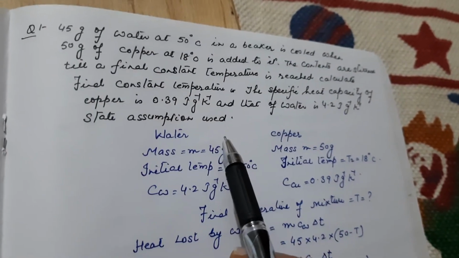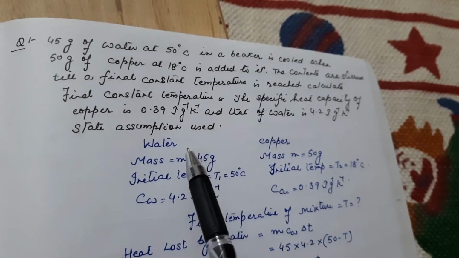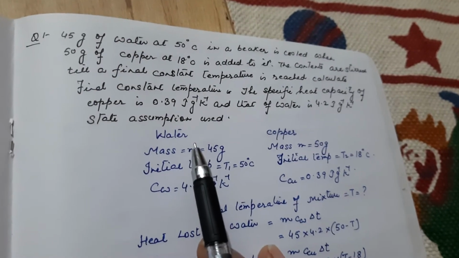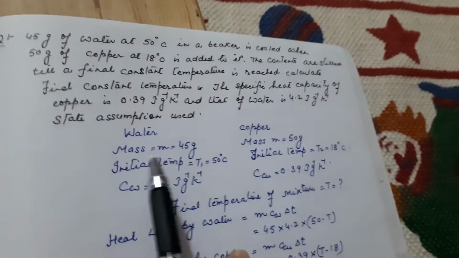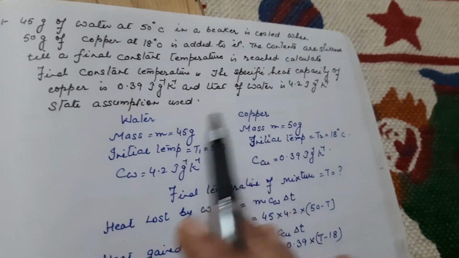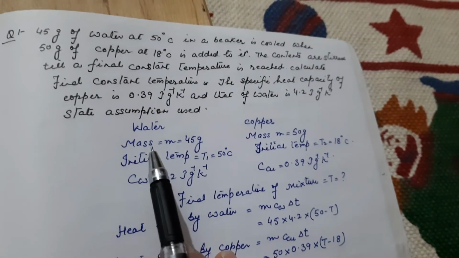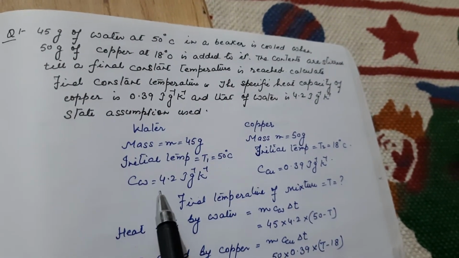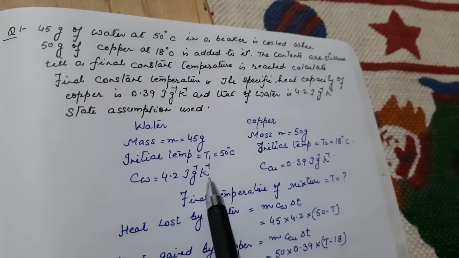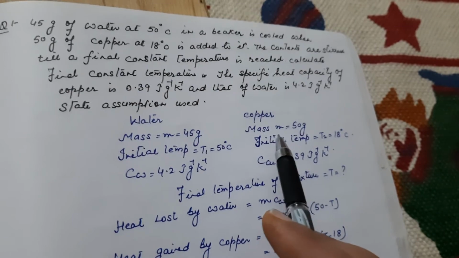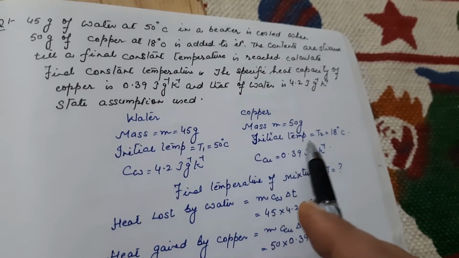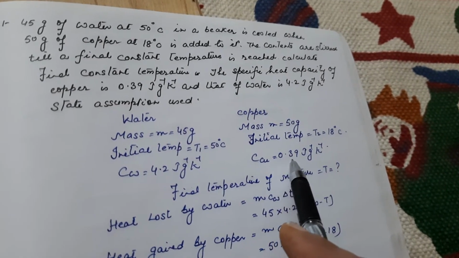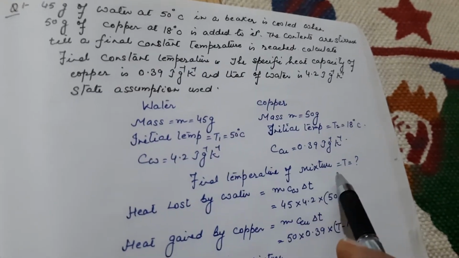Again, there is mixing, which means we have to apply the principle of calorimetry. And here there are two substances, water and copper, rather than metal. So firstly, I will give the headings: one is water, the other is copper. Regarding water, what information is given here? Mass is given, 45 gram. Initial temperature is 50 degrees Celsius, and the specific heat capacity of water is 4.2 joule per gram per Kelvin. Now come to copper. Copper mass is 50 gram. Initial temperature of copper is 18 degrees Celsius, and specific heat capacity of copper is 0.39 joule per gram per Kelvin. The final mixture temperature is missing.